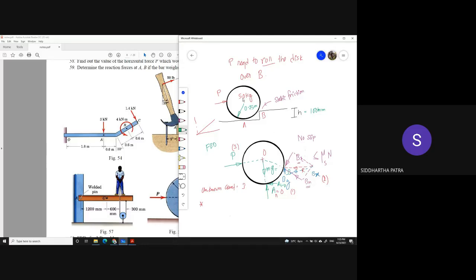You probably have to think of how much this angle is, given that the radius is 0.25 and this height is 100 millimeters. So basically, if this angle right here is theta, then cos of theta is 3 by 5, which basically means sine of theta is 4 by 5.